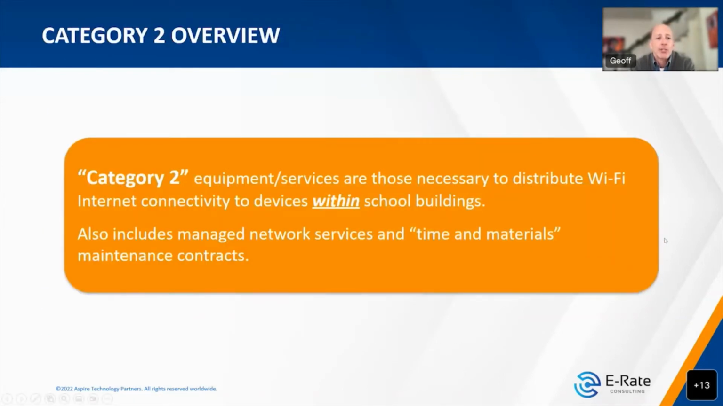So category two encompasses the equipment and services necessary to distribute Wi-Fi internet connectivity to devices within your school buildings. Okay. It also includes managed network services, time and materials maintenance contracts, and stuff like that. But it's important to remember that category two, at present, the way the rules are written, focuses on distributing Wi-Fi internet connectivity within your school buildings. Okay, so if you're looking to install access points and have your Wi-Fi broadcast out into the community, technically speaking, those access points would not be eligible.